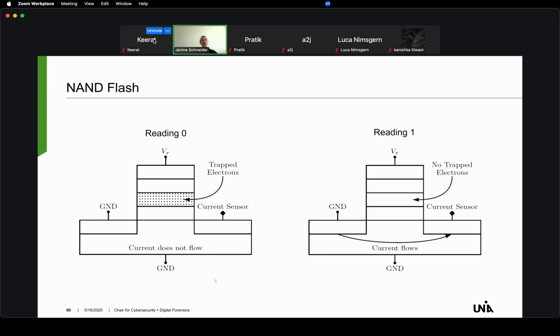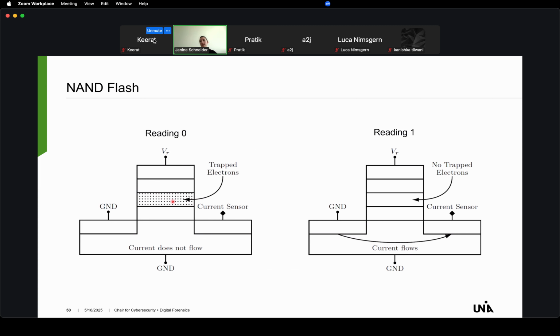Yeah, so we also want to interpret these states and read out zeros and ones. And to read zeros and ones, a read voltage must be applied to the control gate. We need a sensor on the drain to measure the voltage. We have ground on the source and the substrate. For reading out a zero, we have a state where electrons are trapped in the floating gate.